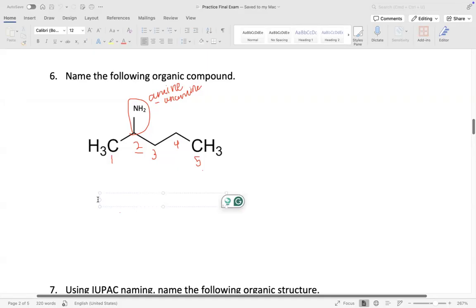There's no branches or anything here, so I don't need to worry about that. But I do need to remember to tell my audience what carbon that amine group is coming off of. It's coming off of carbon 2. So I would say 2-pentanamine. If there were any branches, I would put that information before the 2.